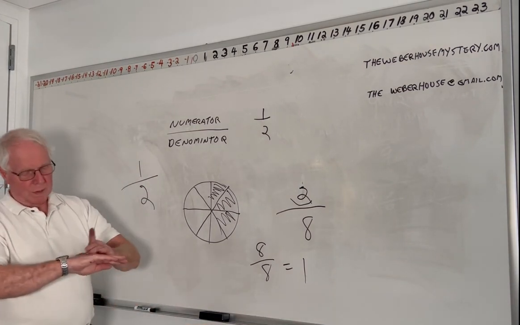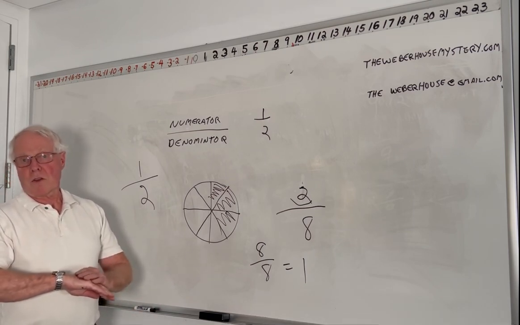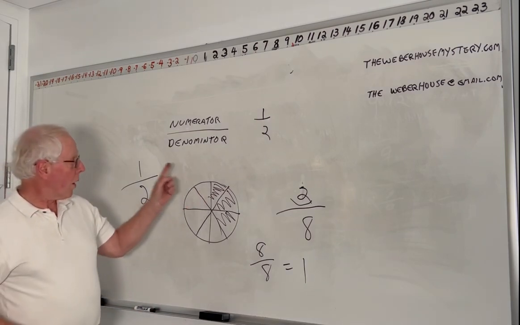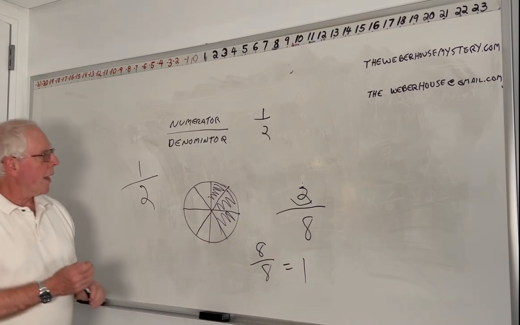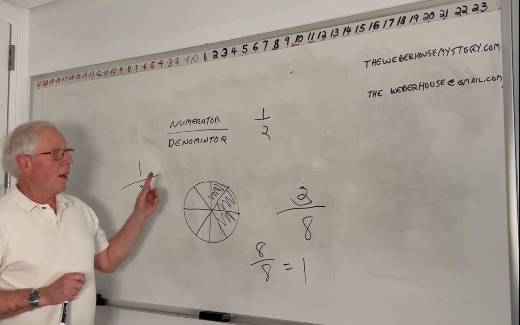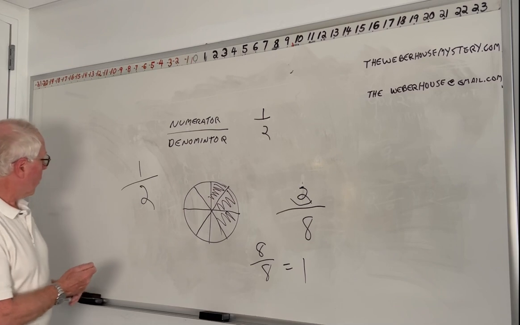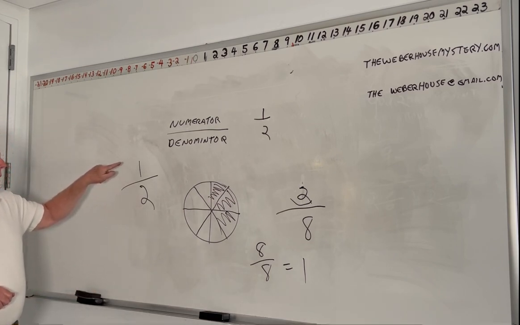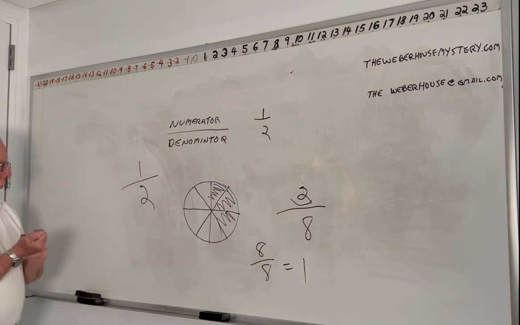Anyway, heads. 1 out of 2 chances. So a fraction can be a part of a whole. It can be a probability. But it is always a division problem. Okay? This means 1 divided by 2.